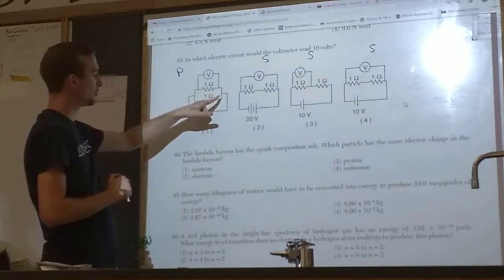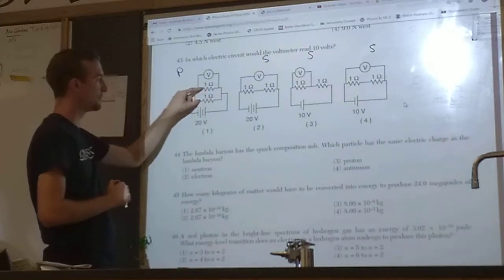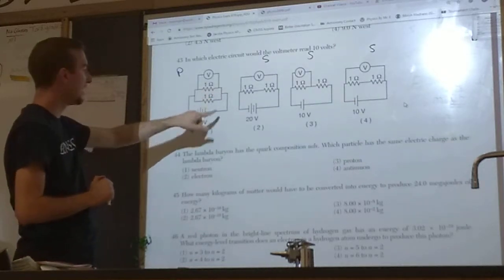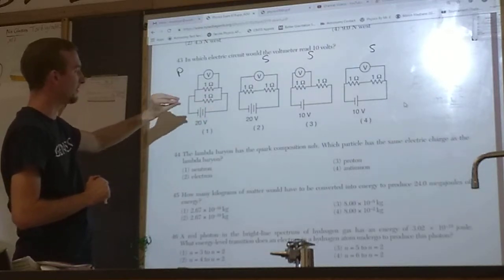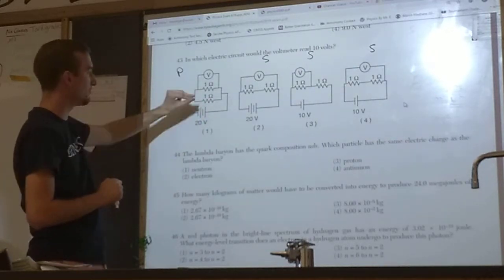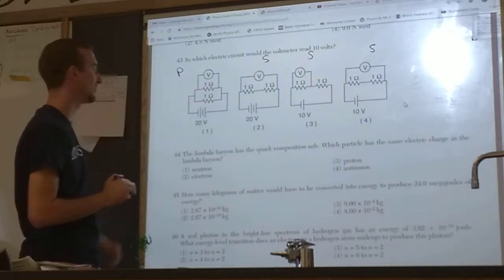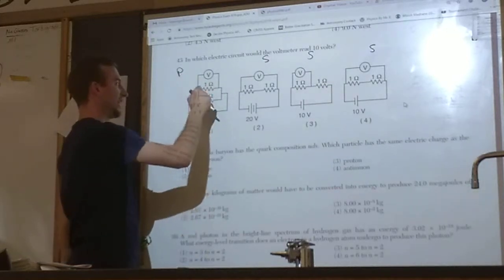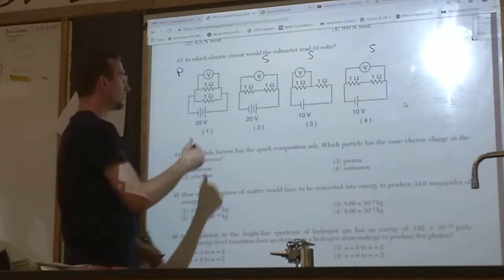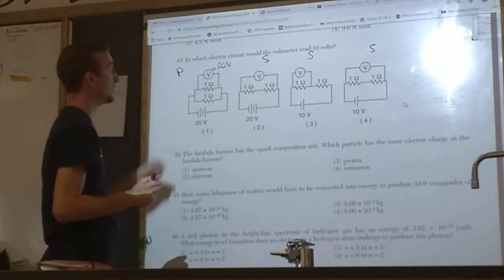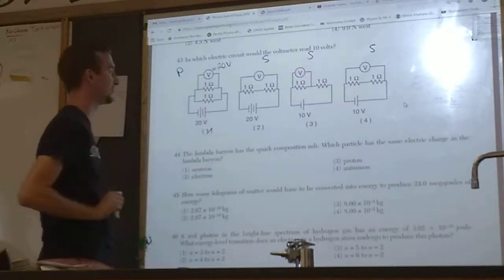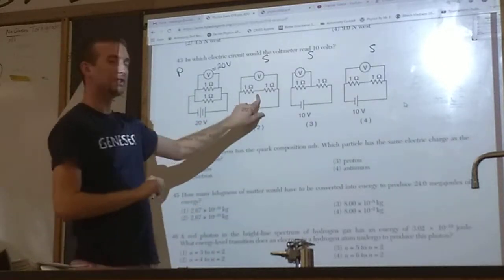The voltage drop for the 1 ohm resistors must be exactly the same, and because there's only one resistor in each branch, the voltage gain in the battery must be equal to the voltage drop of either resistor. Either of these resistors has to have a voltage drop of 20. So that would mean that this voltmeter reads a drop of 20 volts. We want a voltmeter that reads 10 volts. That doesn't work.